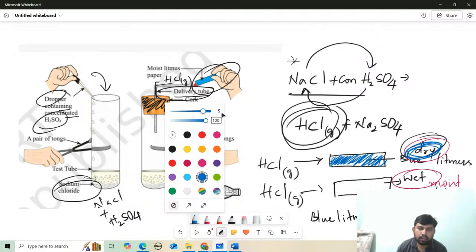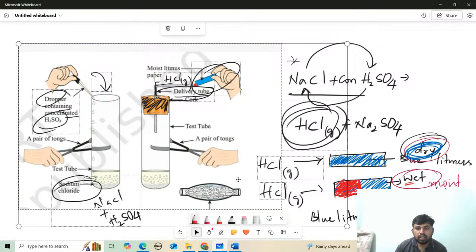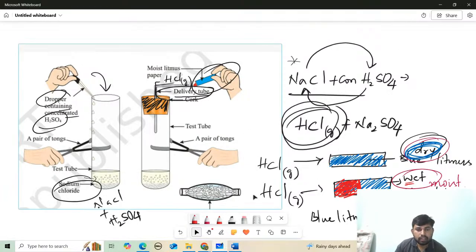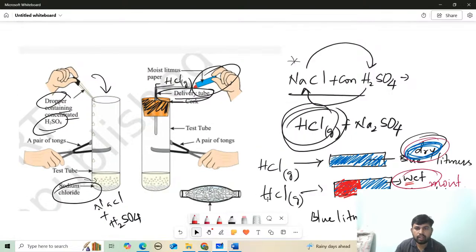But here, this blue paper was there, no? When they took the wet paper, slowly this blue paper turns into which color, sir? Red color. Why is this so, sir? This is the question here. Try to understand. Is it really the HCl acid that is responsible for the acidic character? The answer is no.